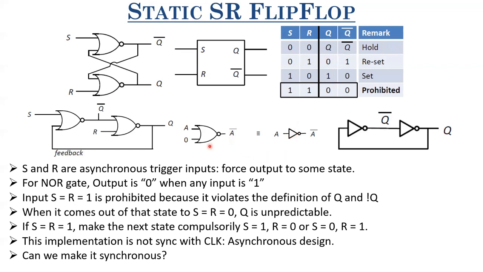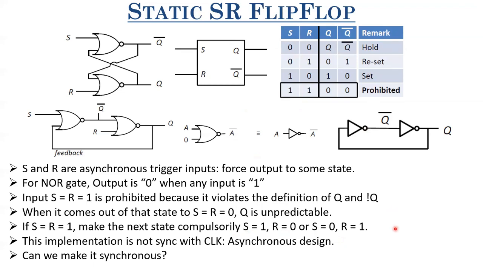So what should be done if somehow you get S equals R equals 1 in your system? Because inputs are coming from other circuits. If somehow you achieve S equals 1 equals R, then you make the next step compulsory as S equals 1, R equals 0 or S equals 0, R equals 1. You don't go from this part to this part, because it will lead to random output.